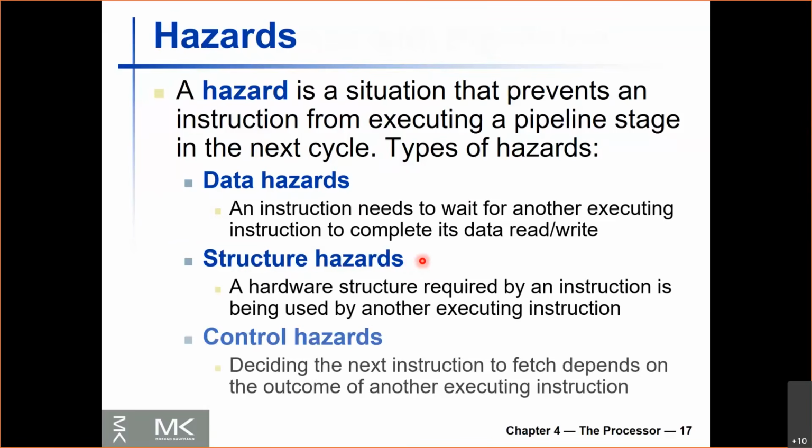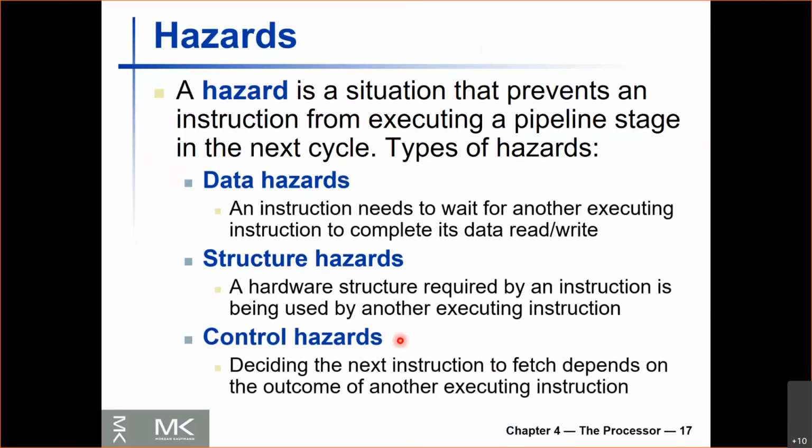And then the third type of hazard is control hazards. Control hazards take place when we cannot decide what is the next instruction we would like to fetch, because what the next instruction to fetch is depends on the outcome of an instruction that is still executing, that hasn't finished. Okay, so let's take a look at an example of these three kinds of hazards.